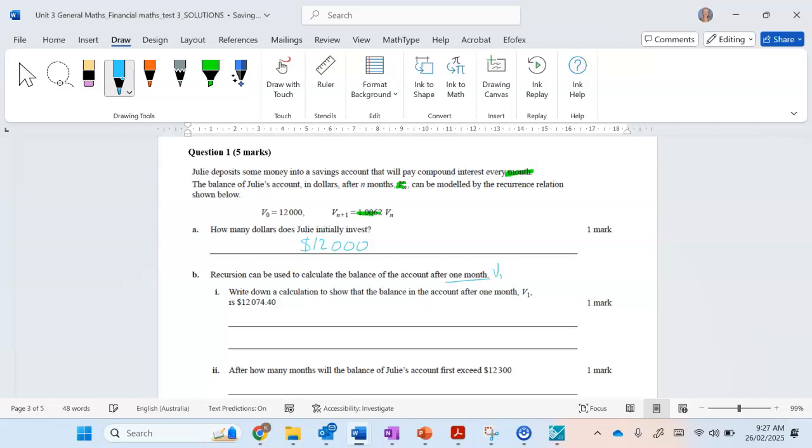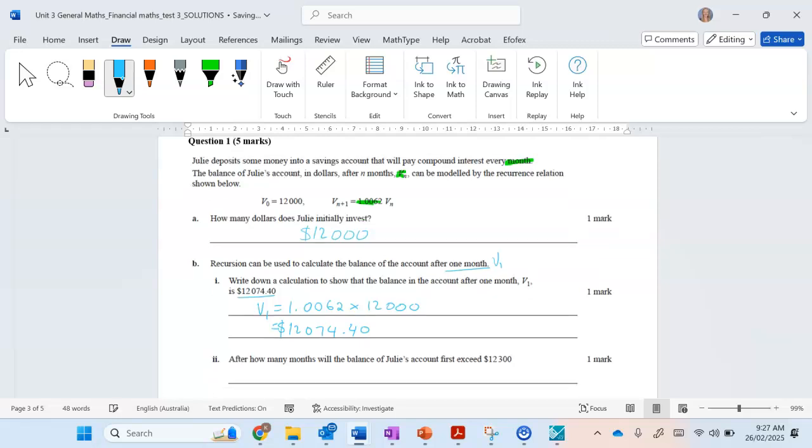Recursion can be used to calculate the balance of the account after 1 month. So that's going to be V1. Write down a calculation to show that the balance in the account after 1 month, V1, is that amount. So we're just going to do V1 is equal to 1.0062 times 12,000. And you could do that on the calculator, but you should have confidence that that is correct. And just making sure you've got that .40.